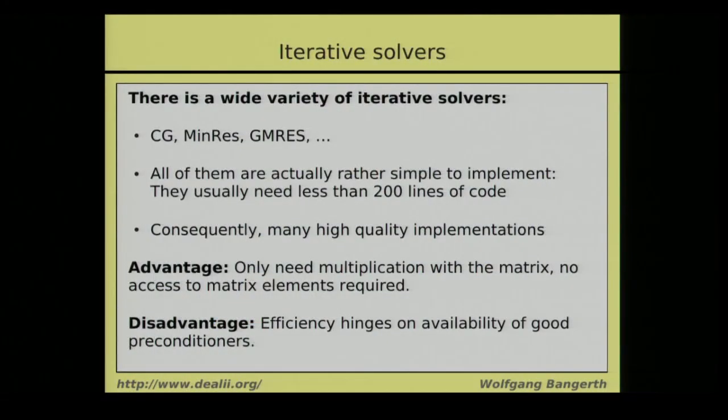The disadvantage of iterative solvers is that typically the efficiency of these methods hinges on the availability of good preconditioners. And like I say, I'll come back to the question of what a preconditioner actually is at a later time in the next lecture. But I do want to make the point that it is not whether we use CG or min-res or GM-res that determines how fast we can solve a linear system, but it is the preconditioner that makes a difference, not the solver.